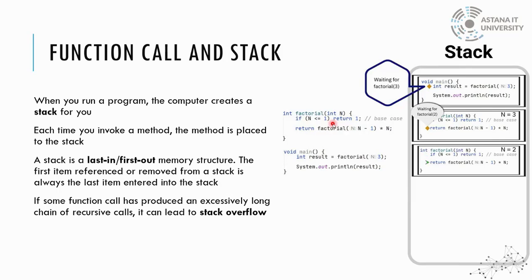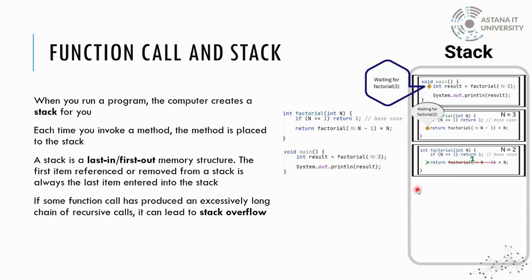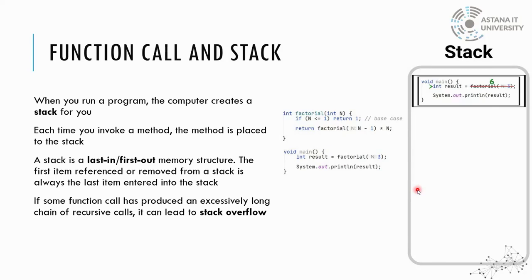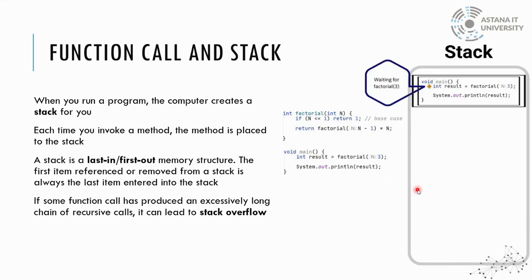But factorial of 2 is our subproblem. It's not a function interruption. It should wait for the value that the function returns for factorial of 2. The same will happen for the next frame, but when we get to the point of factorial of 1, we meet the base case and return 1 immediately.